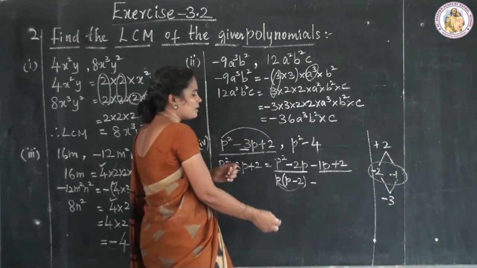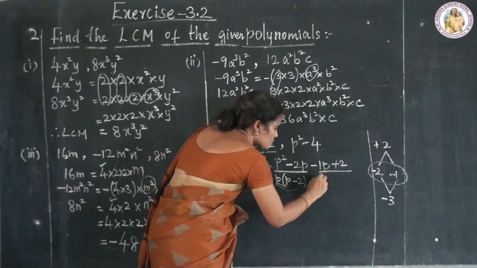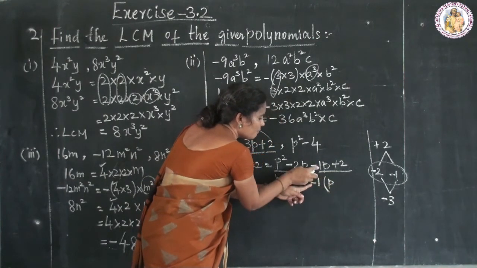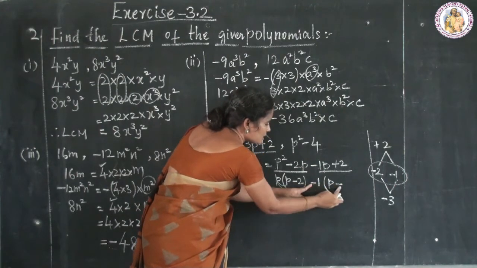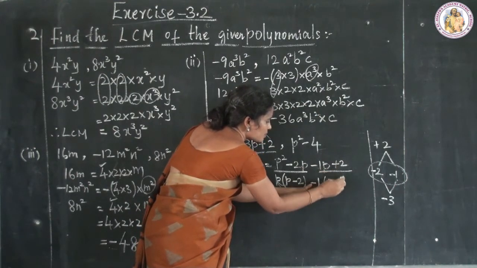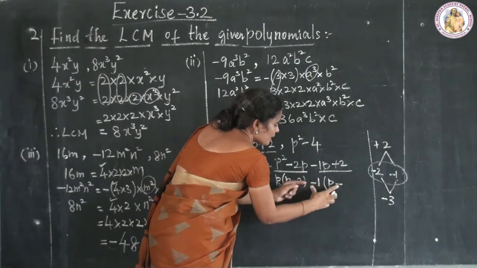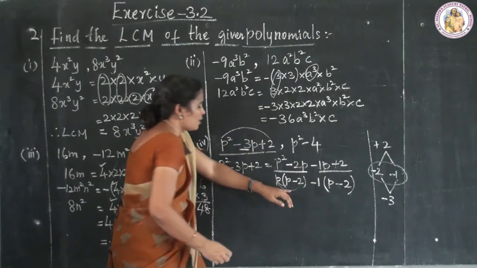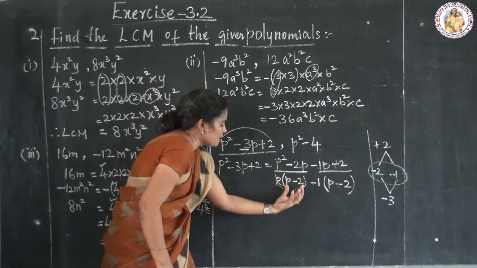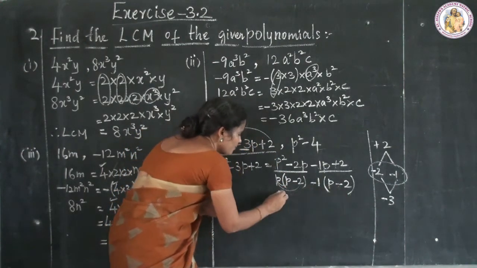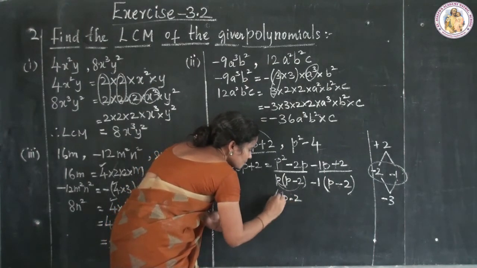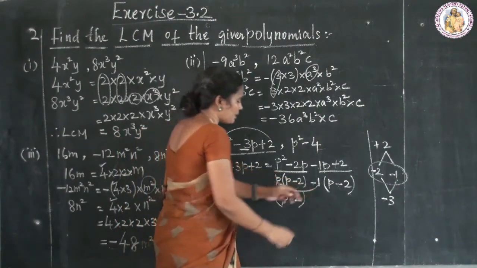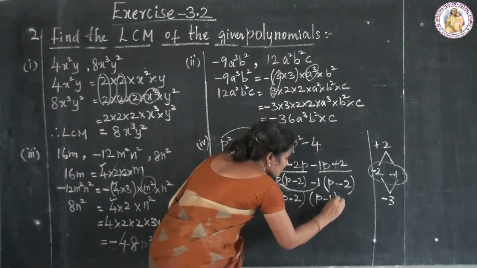We don't have any common element. We have only 1, so put 1 into p, 1p minus. Minus into minus, it will be plus. So be very careful with this. Minus into minus plus, 1 2s are 2. Now you can see minus 2, p minus 2 as common factor. Then the outer portion, that is p minus 1, the second factor.